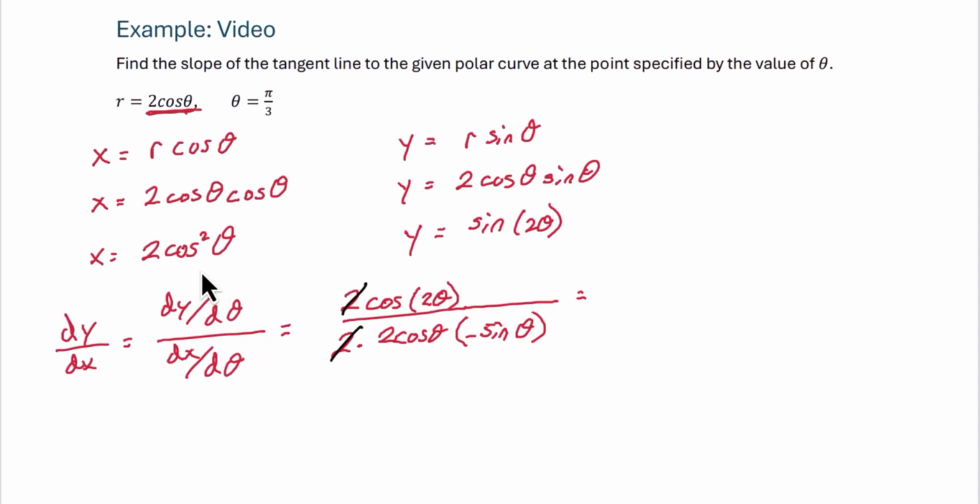This will give us cosine of 2 theta divided by, notice we have 2 cosine theta sine theta and a negative. We can use that rule from up here as well, that trig identity. That's going to make this negative sine of 2 theta. And if we want to simplify that, we can write it as negative cotangent of 2 theta.